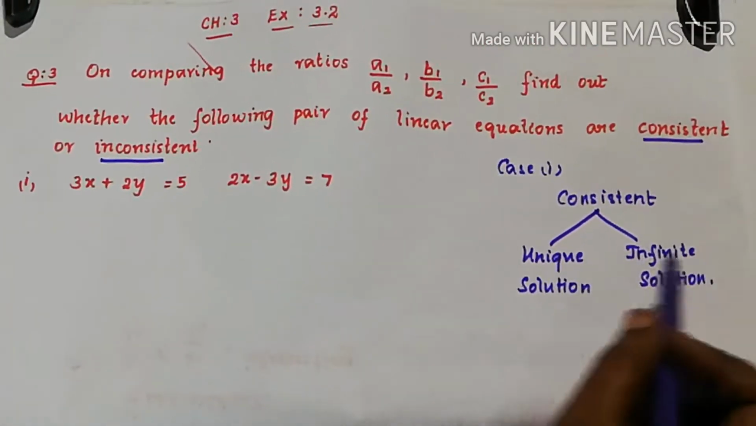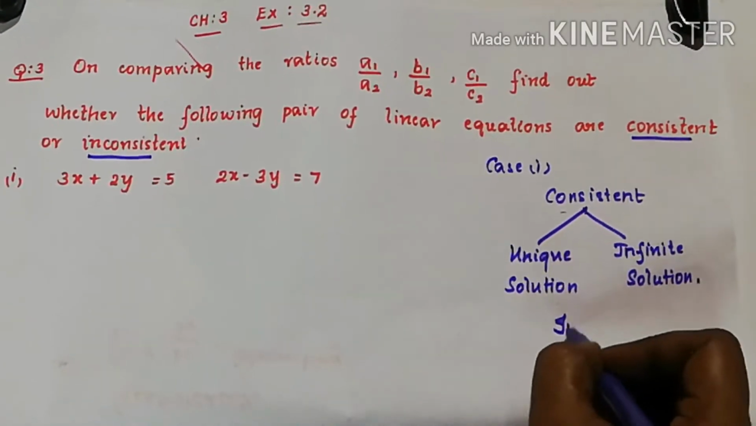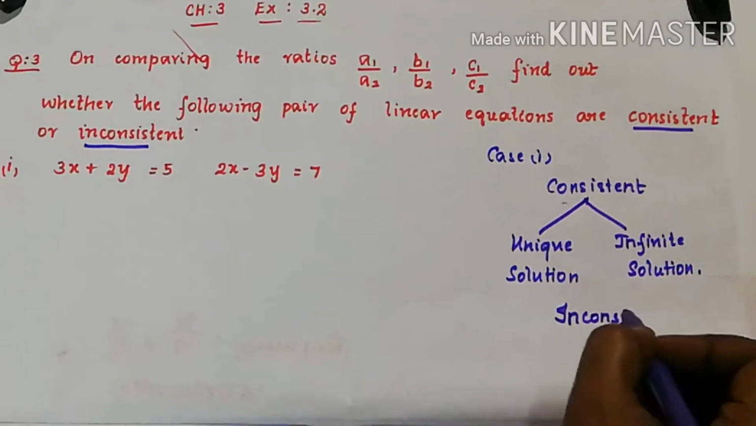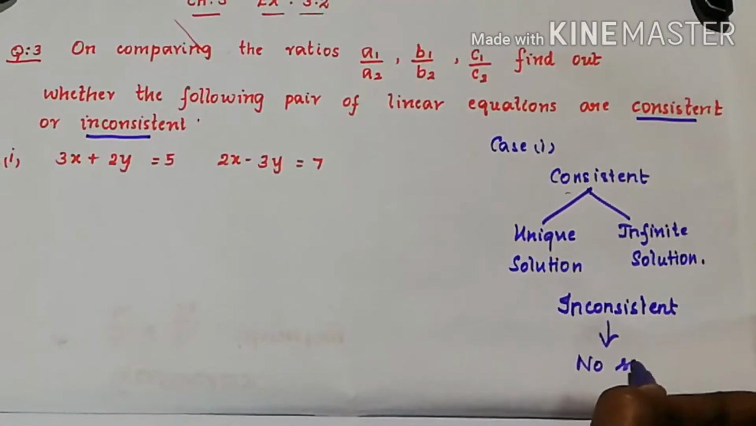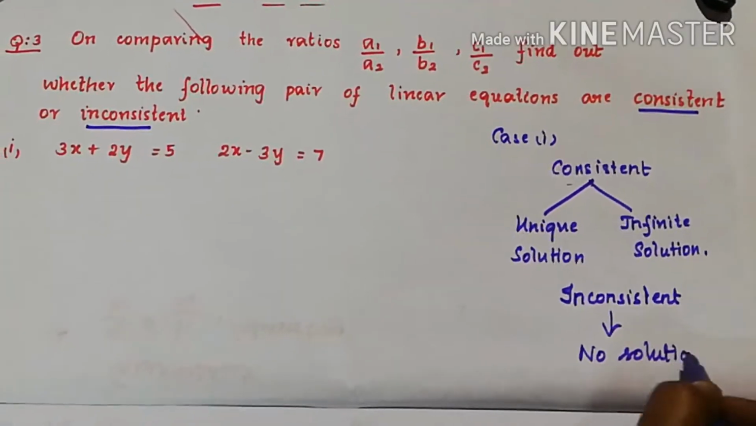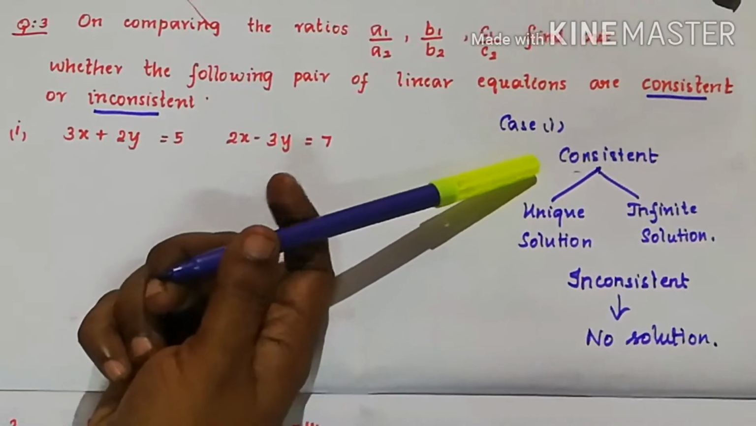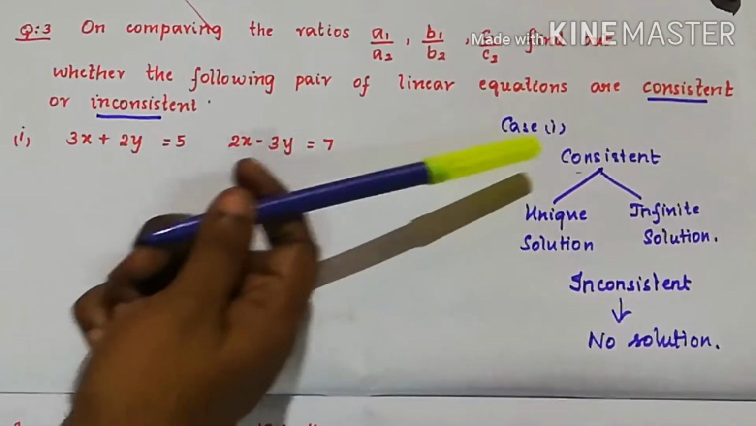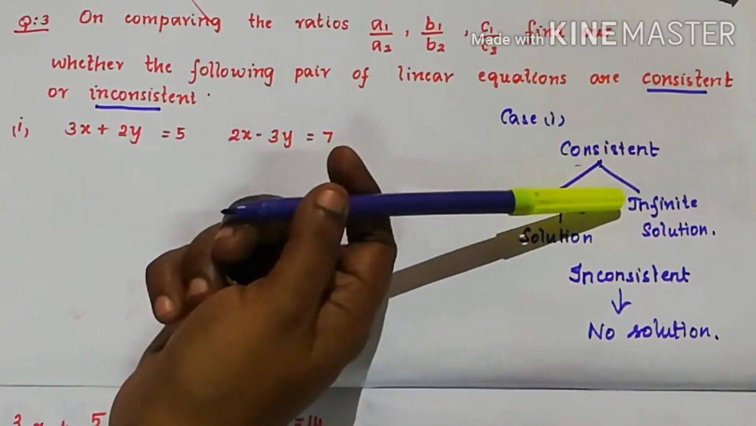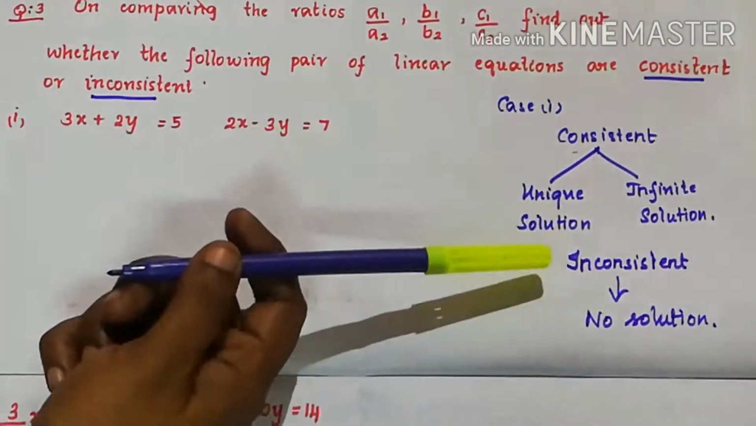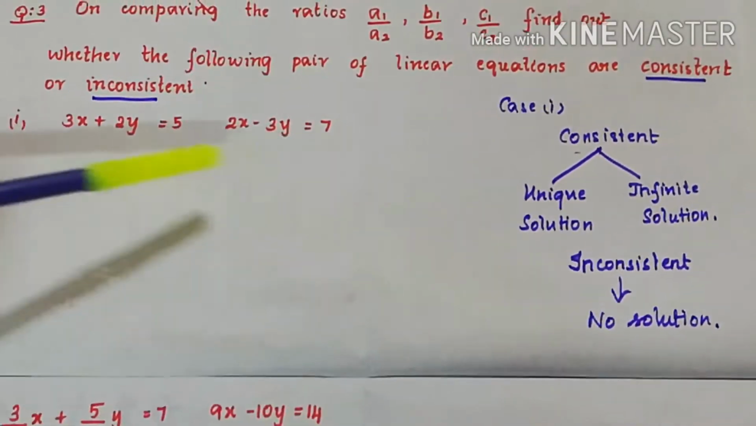So only in that case your pair of linear equations will be consistent. When will it be inconsistent? If it has no solution. So this we have seen in our previous classes. You have to be very clear with the concept of consistent and inconsistent. The equations are consistent if they have a unique solution or infinite number of solutions. You say it is inconsistent if it has no solutions. So that is what we are going to see.